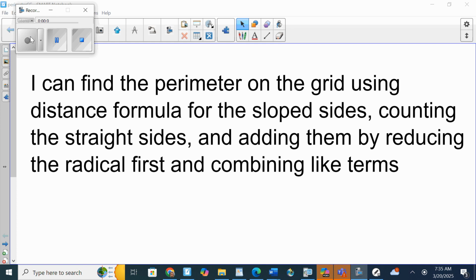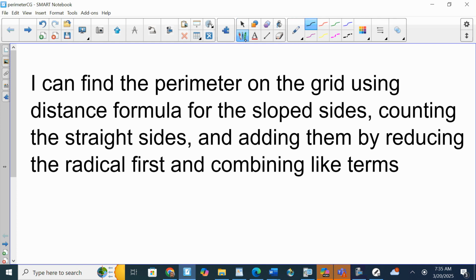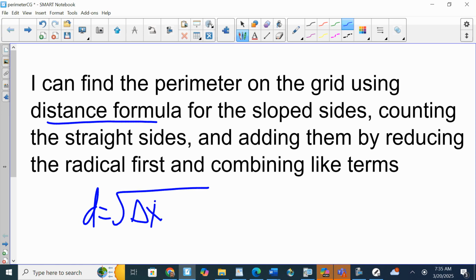Hello everybody, today I can find the perimeter on the grid using distance formula. That's d equals radical delta x squared plus delta y squared. If you don't know how to do that, watch that lesson.